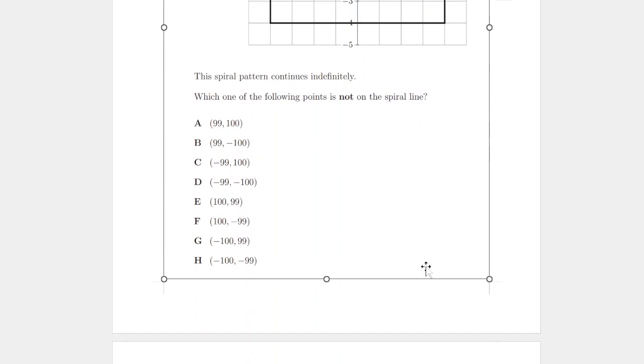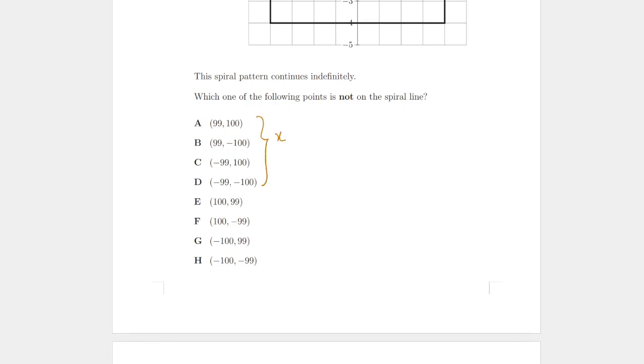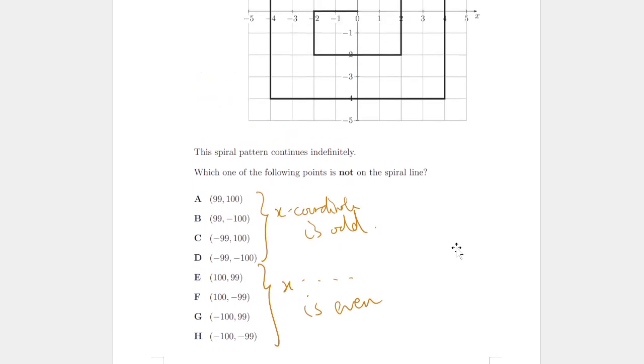Okay, so let's try to distinguish this into 2 scenarios. The first scenario is these 4 options, when the x-coordinate is odd, okay? And these ones are when the x-coordinate is even. Okay, so we're going to investigate these 2 situations, all right? So suppose the x-coordinate is odd, what happens?